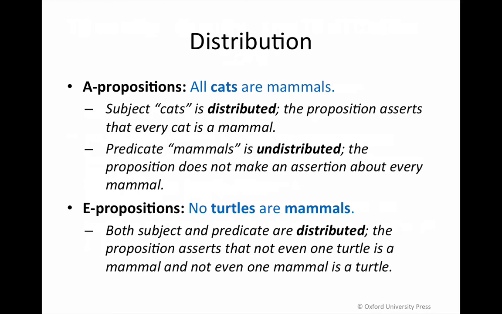The E proposition distributes both the subject and the predicate classes. That's because the E proposition's classes, the subject and predicate classes, are mutually exclusive. No turtle is a mammal, and no mammal is a turtle.